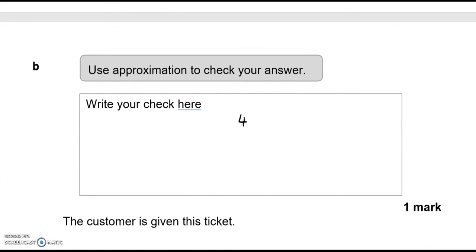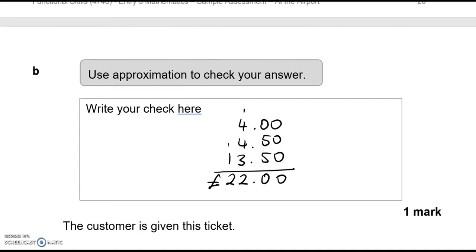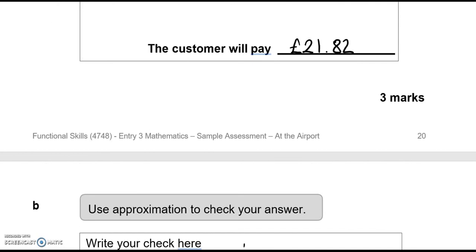So 4, add £4.50, add £13.50. 50 and 50 make a pound. 4 and 4 make 8, and 3 11, and the other one 12, and 1 carried over, so £22, which is in fact very close to this.